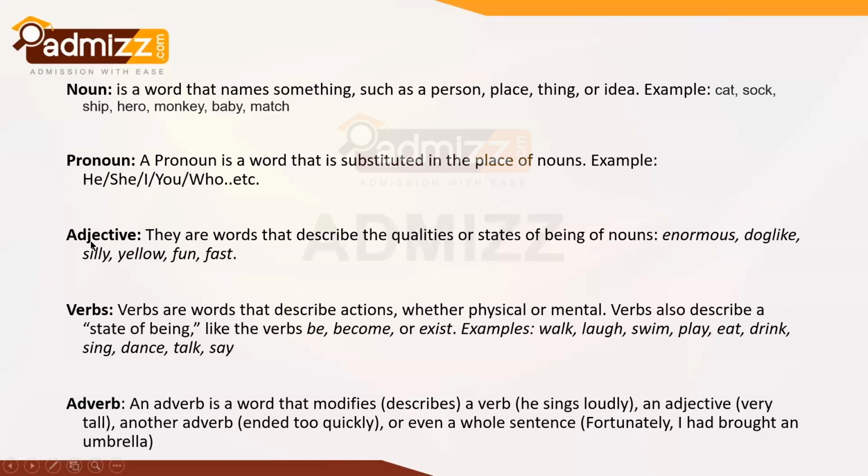Next up, we've got adjectives. Now, adjectives are words that describe the qualities or states of being of a noun, right? For instance, if we've got a noun, nouns are not self-explanatory, right?